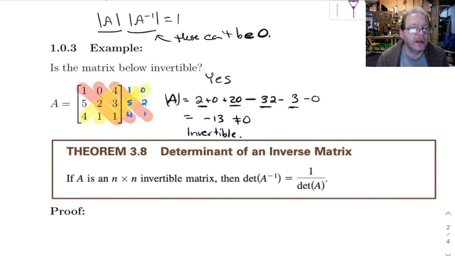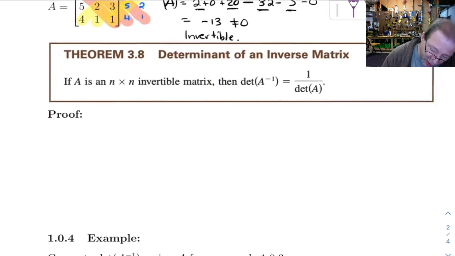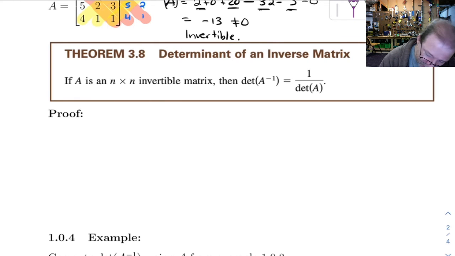All right. This other thing says the determinant of an inverse matrix. If A is an n by n invertible matrix, then the determinant of its inverse is 1 over the determinant of A. And the proof for that is very similar to the thing we just saw. If A is an n by n invertible matrix, then we know that A exists and its inverse exists. And if we take the determinant of this, well, first off, before we take the determinant, we know if we multiply these out, we get the identity.